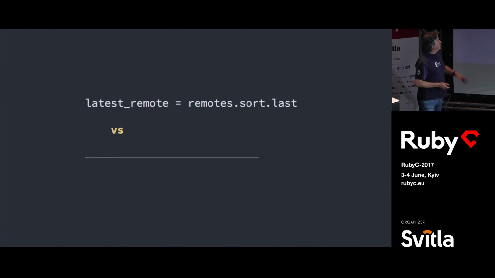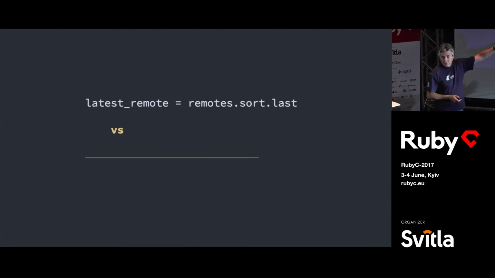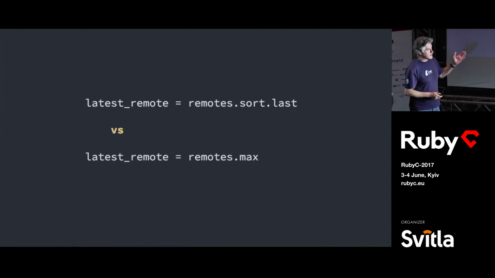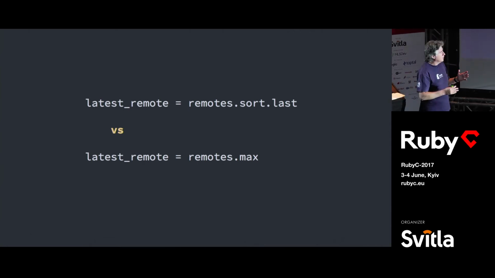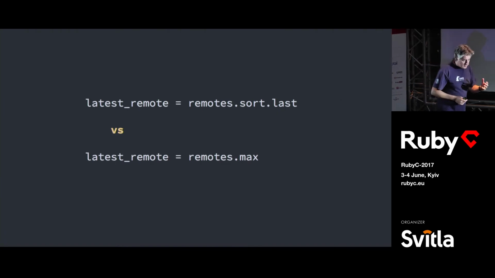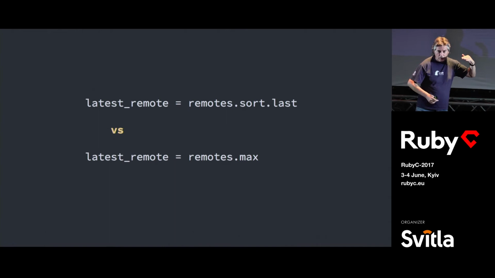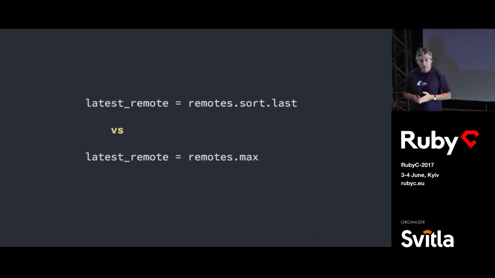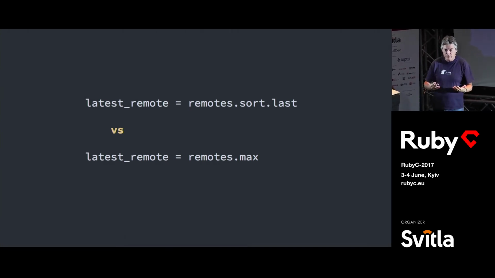For instance, this one, latest remote, sorts a certain collection and takes the last element. We have a specific word for that, which is the maximum of the collection. Compare the two. In the first one, you have to think more. I am sorting, I am taking the last, then you infer, therefore, I am taking the maximum. Whereas in the second one, you have to think less because, bam, it's right there: the maximum. I have all the information.